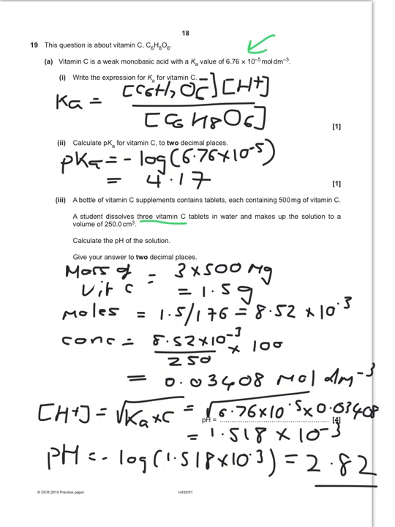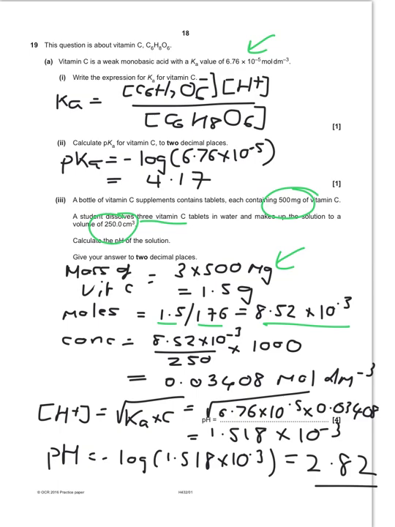I need to calculate the pH. So first of all, you've got a mass of vitamin C, which is going to be 3 times 500 mg, which is 1.5 grams. You can find your moles of vitamin C as being your mass divided by the molar mass to give you 8.52 times 10 to the minus 3. To then find your concentration, you need to take your moles divided by your 250 and times by 1,000 there, to give you 0.03408 moles per decimeter cubed.